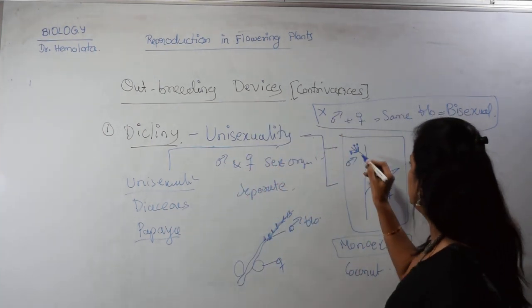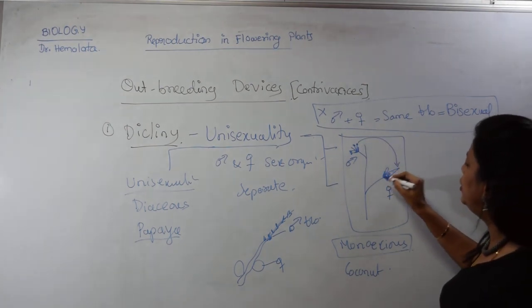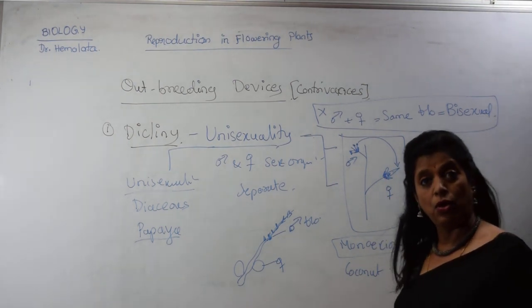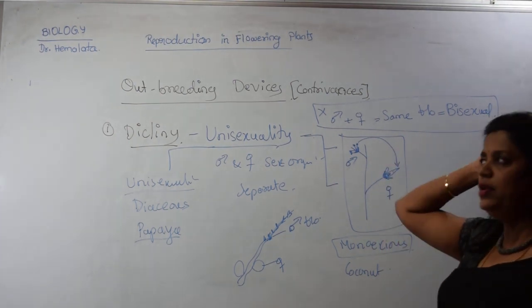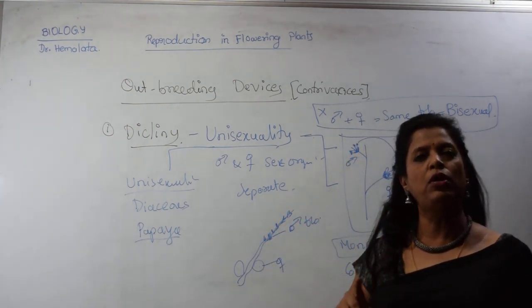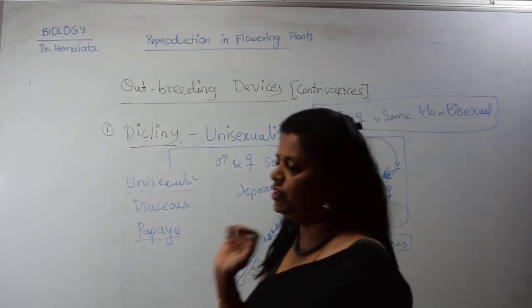If they have different sexes or different areas, then this has to pollinate this and there is no other way for this. Therefore, they will undergo compulsory cross-pollination. Therefore, unisexuality is the first outbreeding device which can bring about new characters or help in cross-pollination. Right? So, first is dicliny.